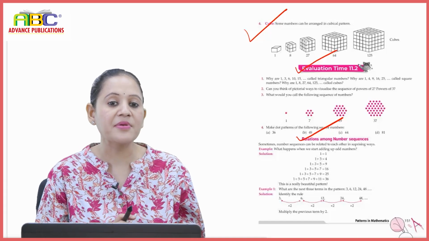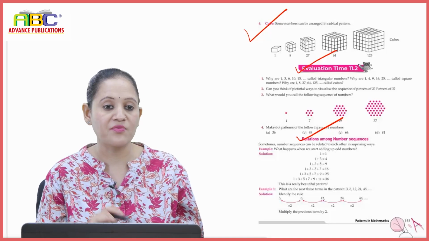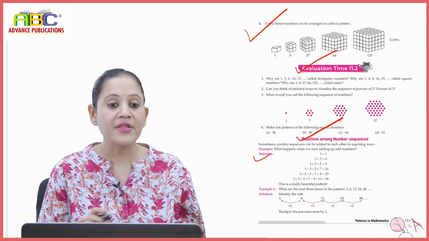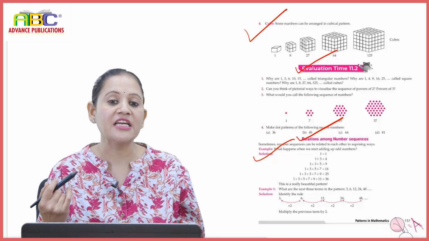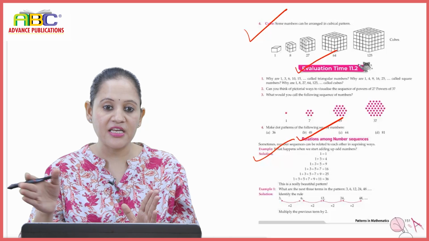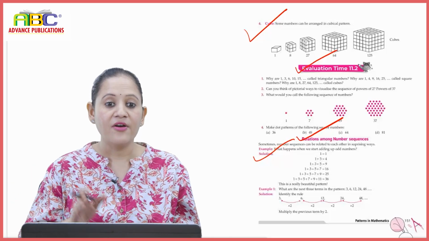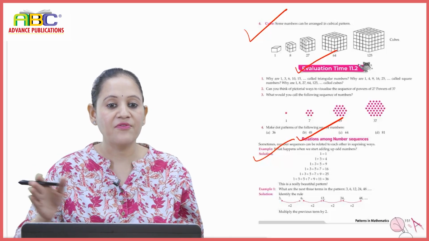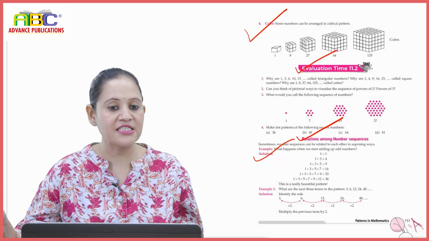Sometimes number sequences can be related to each other in surprising ways. Let's take an example. What happens when we start adding up odd numbers? So 1 plus 3, we add the next odd number to 1, we get 4. 1 plus 3 plus 5 is 9. 1 plus 3 plus 5 plus 7 is 16.